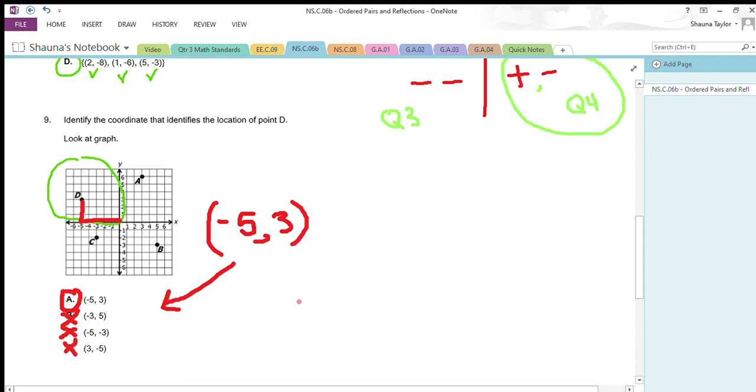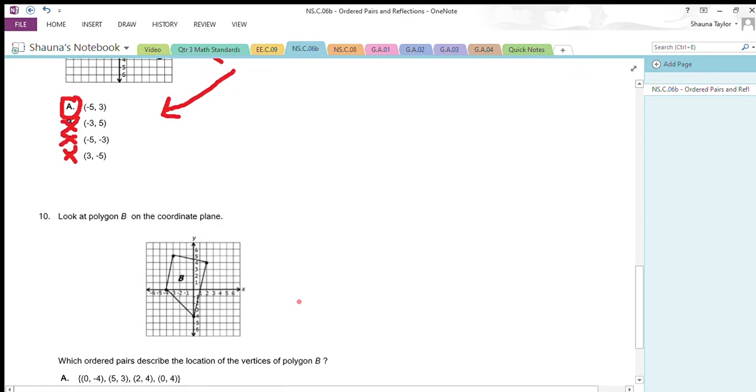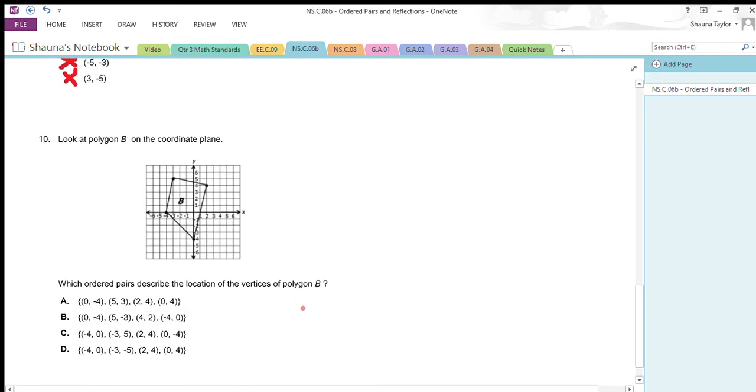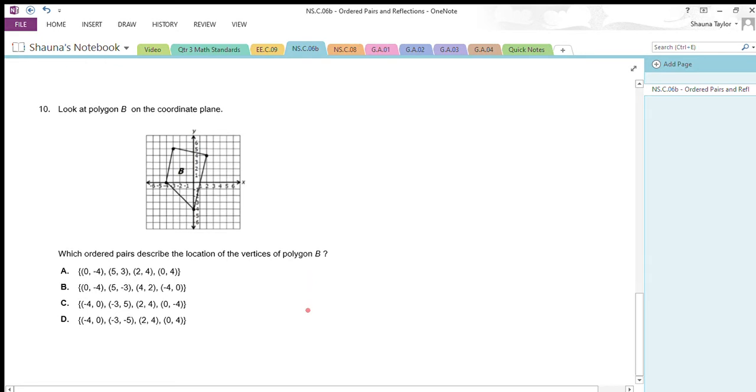See how quick that was? Okay, let's go to the next one. Number 10. It says, look at polygon B on the coordinate plane. So I do see this polygon. It's a shape. And the question says, which ordered pair describes the location of the vertices of polygon B?